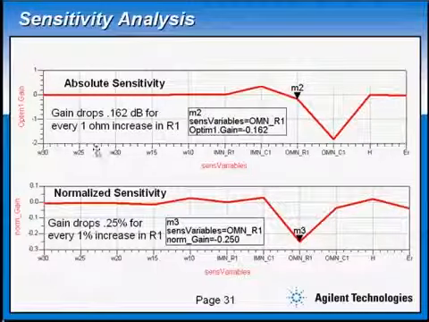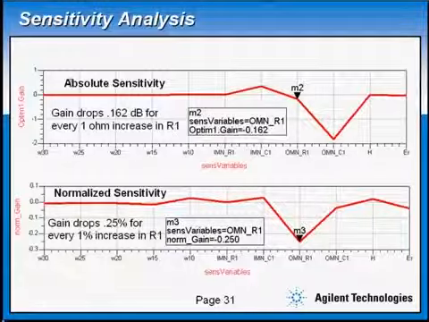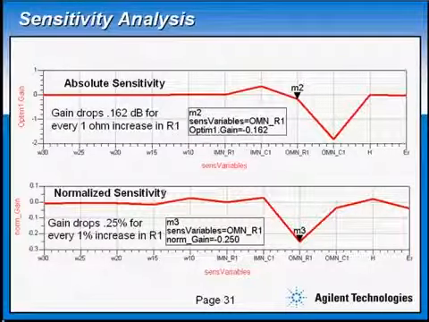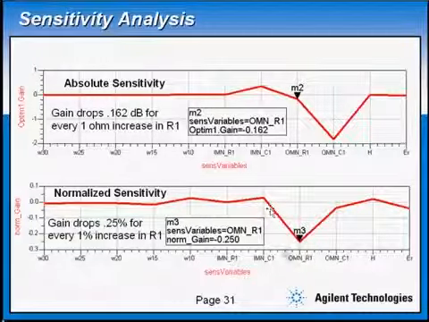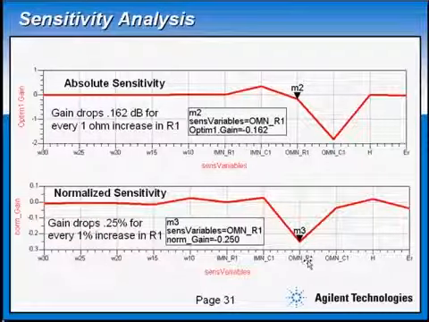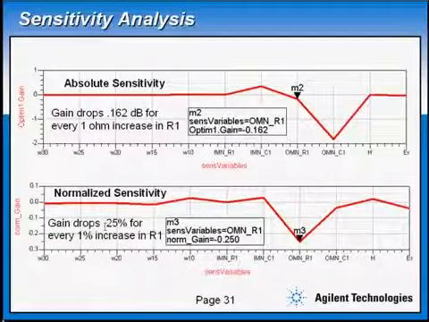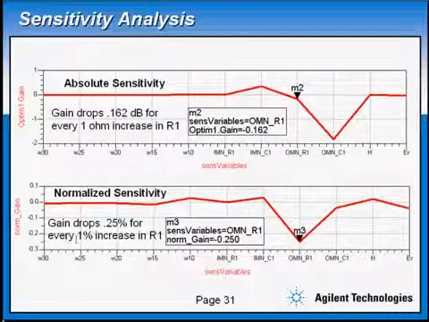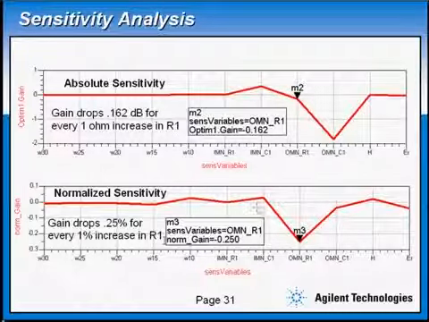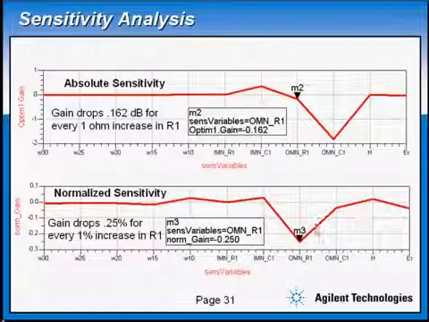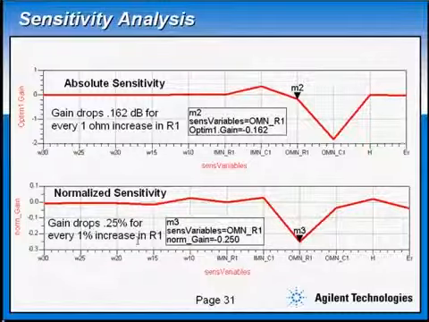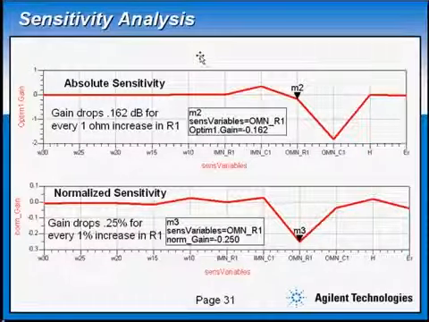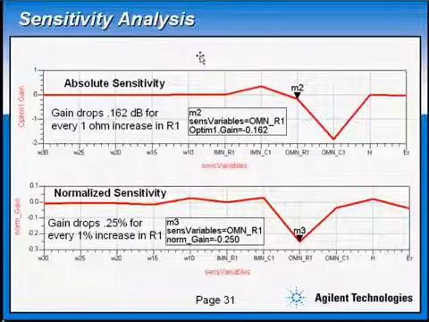Here's an example of the sensitivity analysis. Sensitivity analysis of your circuit takes a few seconds to generate. We have absolute sensitivity and normalized sensitivity in ADS. So for example here, it is easily shown that for the output matching network resistor R1, the gain drops 0.25%. It is showing 0.25 here on the y-axis for every 1% increase in R1. So by looking at the plot, it tells you that R1 is the sensitive component here, and this is how much the gain drops relative to R1.